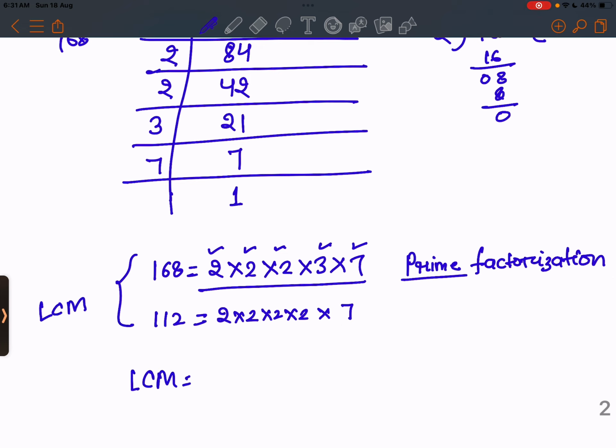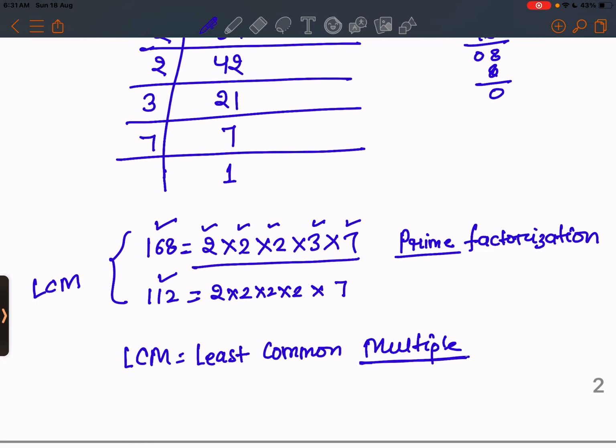So LCM would be, what does it mean, least common multiple. Look, the word multiple is here, so the LCM would be a larger value than 168 and 112, but it would be just larger, just a little bigger than 112 and 168. Okay, first we have to work on the word common.